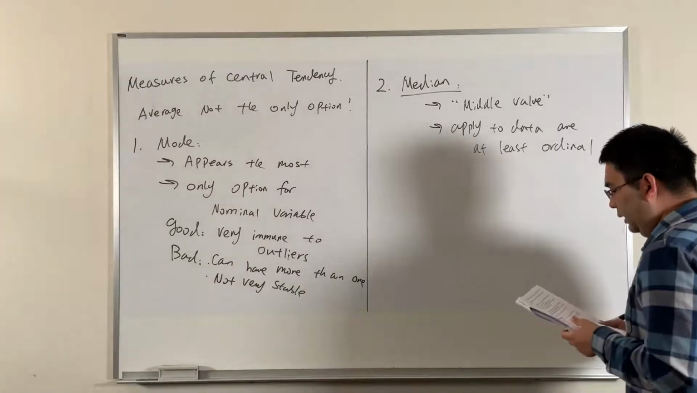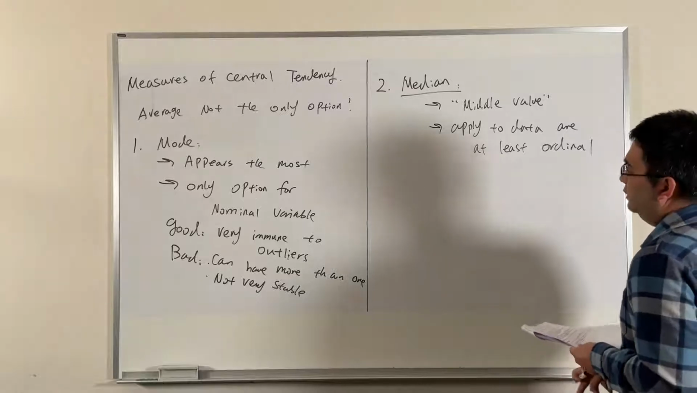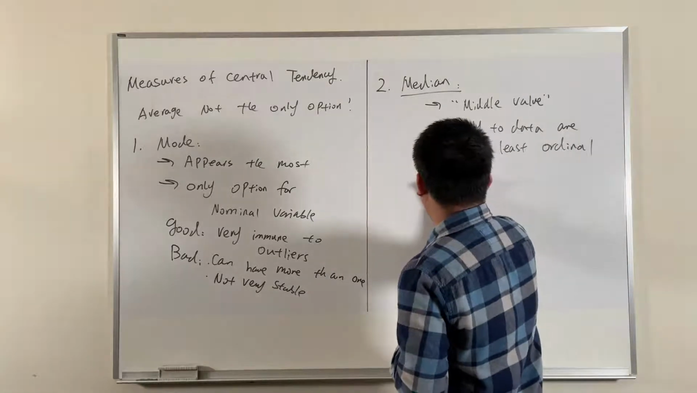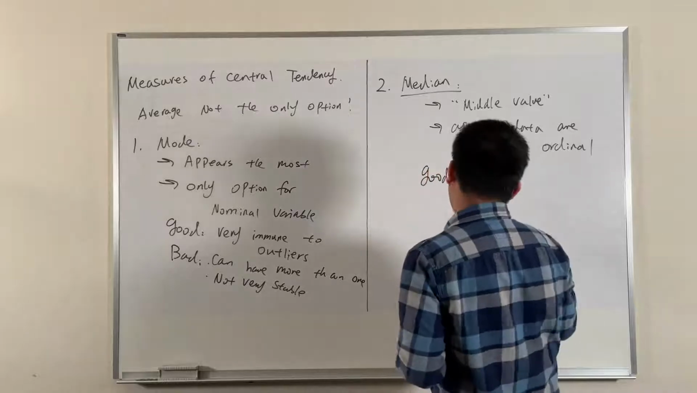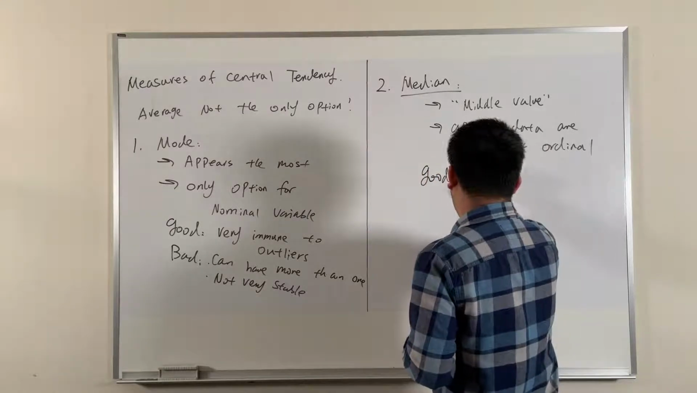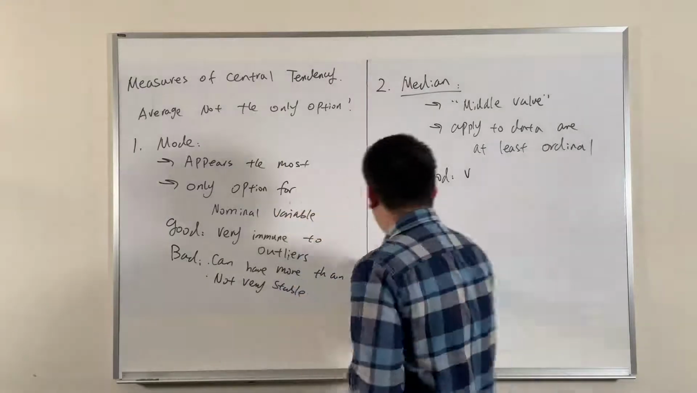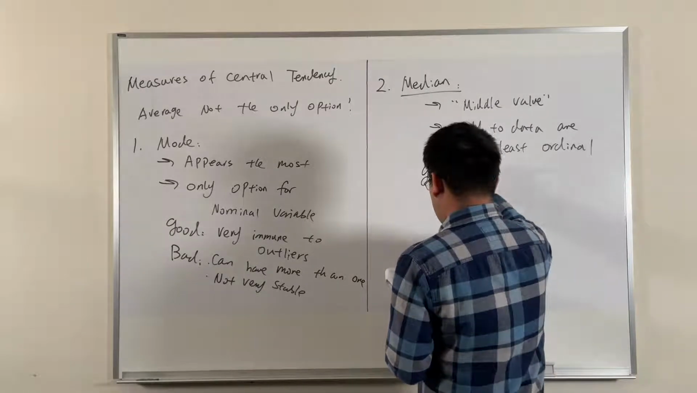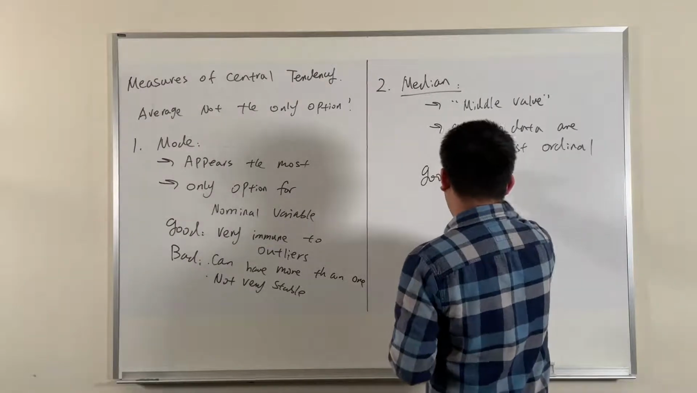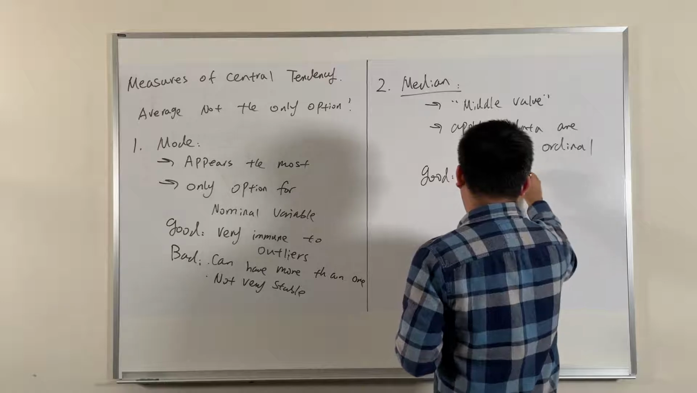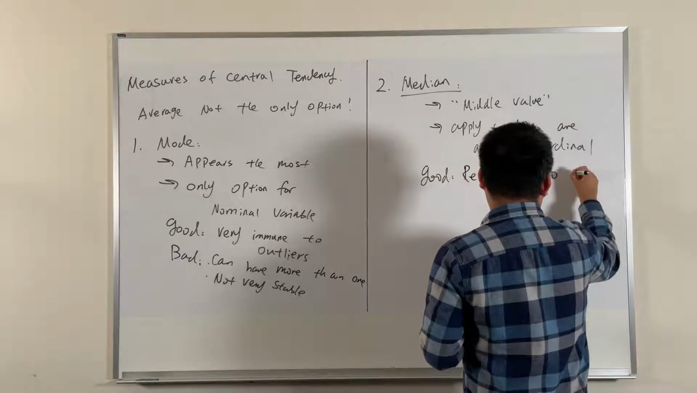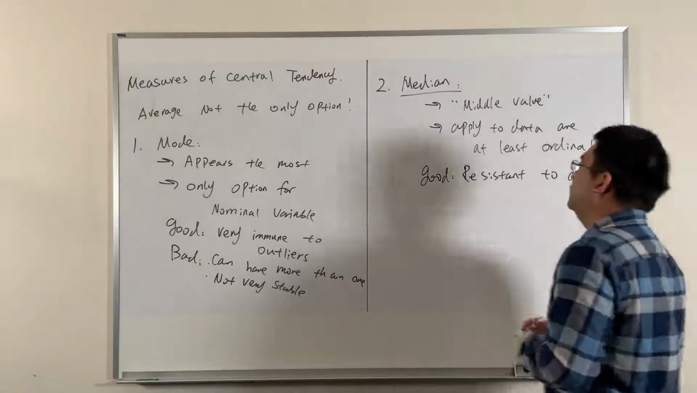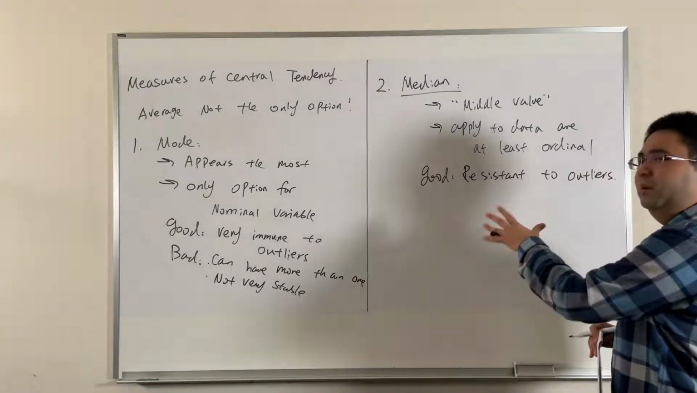And what's good about this? Well, not very, but let me say it's resistant to outliers. So median is kind of in the middle.